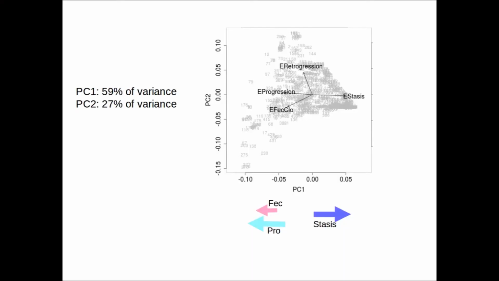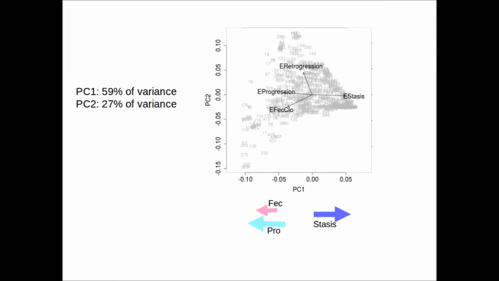What a PCA does is it looks for correlations between variables, and it rotates them to find the best axes, the ones that explain most of the variation. And we can see our PCA did a pretty good job. The first axis of the PCA explains 60% of the variation of the data. At one end of this axis, we have populations for which stasis is very important, but fecundity and growth are not very important. At the other end of the axis, we have populations for which stasis is not very important, but fecundity and growth are very important.